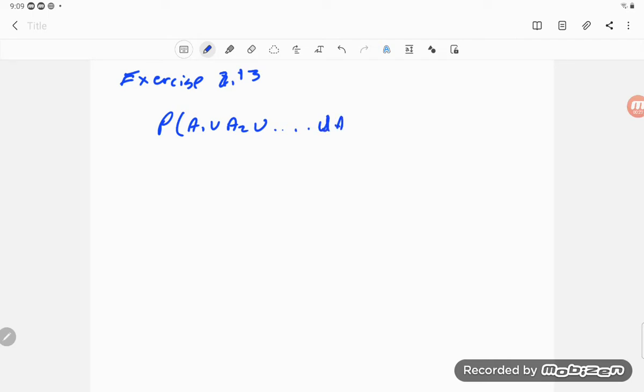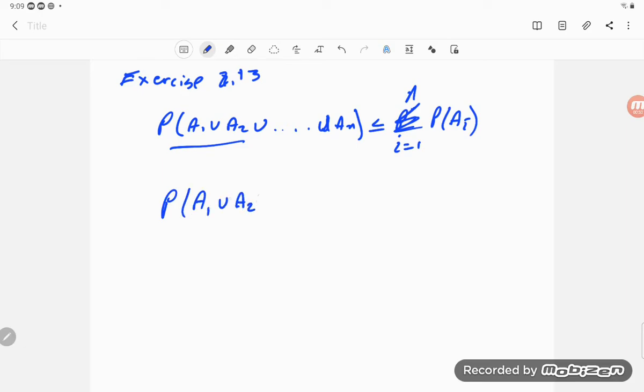union AN is less than or equal to the sum, I'm just going to write it as the sum, i equals 1 to n of the probability of Ai. Now, to get us started, I'm just going to look at the probability of A1 union A2.